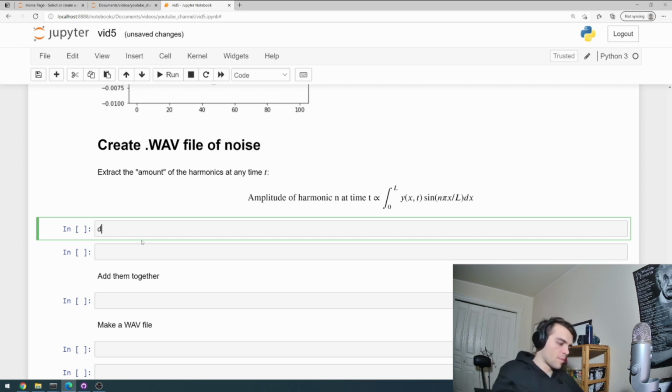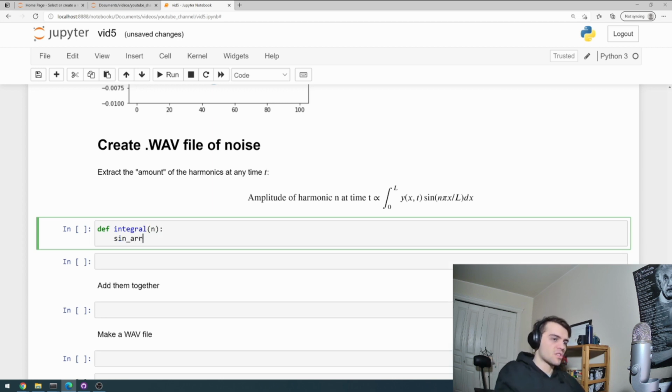So here's what I'll do. I'll write a function. It's going to take in n. n is the harmonic, so I can plug in first, second, third harmonic, and at a given time, it will tell me how much of that harmonic is there. So first, let's make a sine array. This is just sine of n times np.pi times np.linspace(0, 1, 101). Now this is n pi x over L. Remember that x over L goes from 0 to 1. So that's why I define this linspace. I don't need to put x over L, I'll just put this. So that's our sine array.